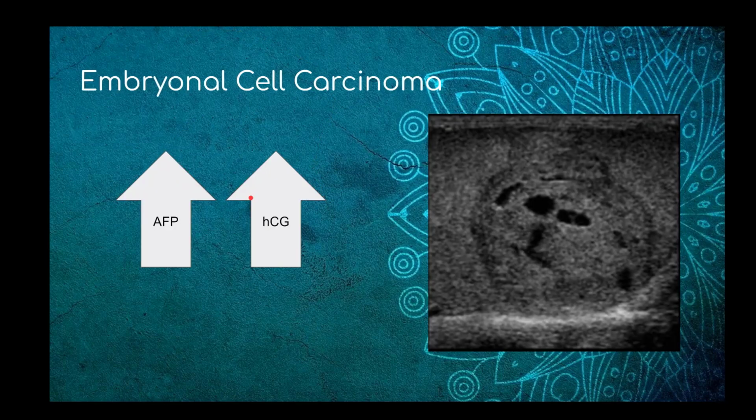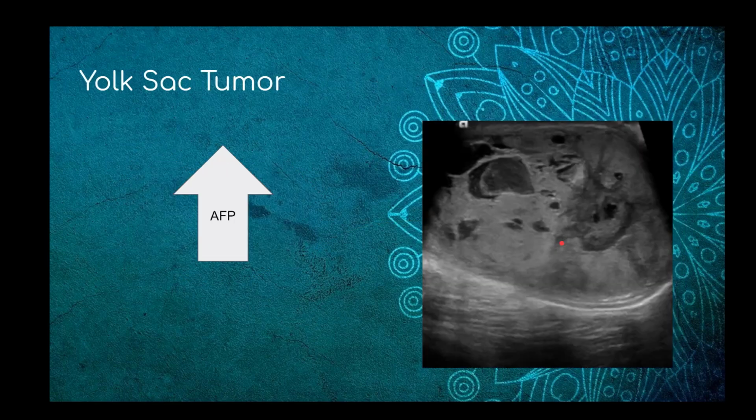Embryonal cell carcinoma, then, we'll see an increase in AFP and HCG. So now think about embryos make AFP and HCG. So maybe that'll help you remember that both of these are elevated. And again, we're just seeing kind of abnormal structures within the testicles. Yolk sac tumor, again, is just AFP. But here we can see many more cystic spaces within the testicles, very abnormal appearing.